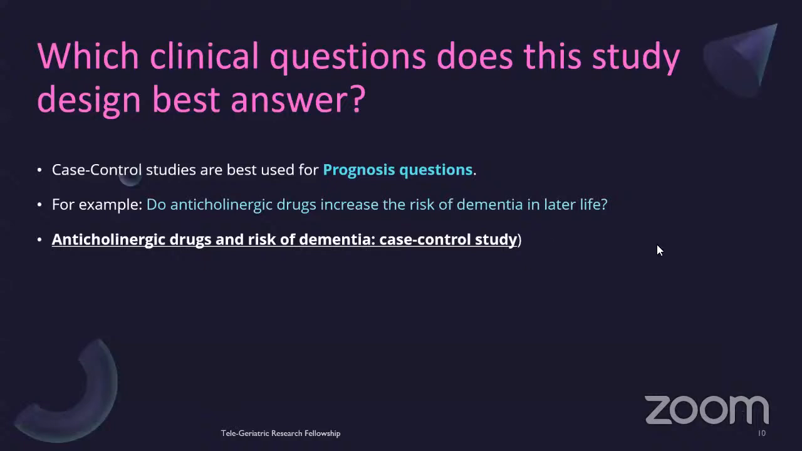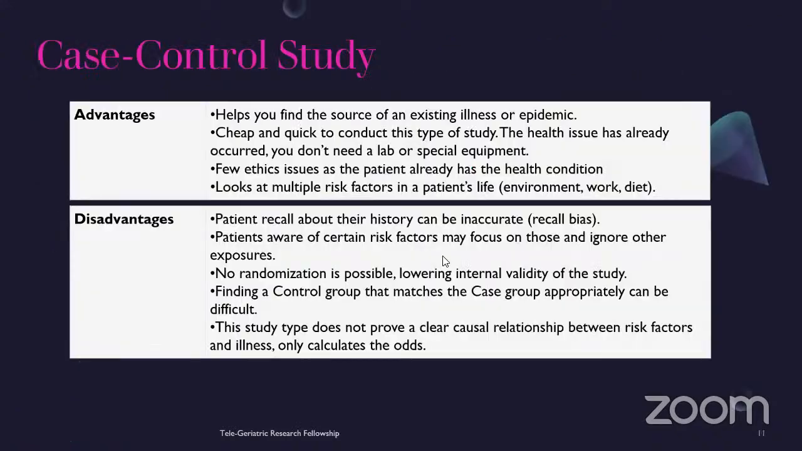Okay, now which clinical questions does this study best answer? Case control studies are best used for prognosis questions. For example, do these anticholinergic drugs increase the risk of dementia in later life? Right? So you are going to take the cases, go back in time and check, was the drug used? So there is a study already done with anticholinergic drugs and the risk of dementia. It's a case control study. It's one of the research papers.